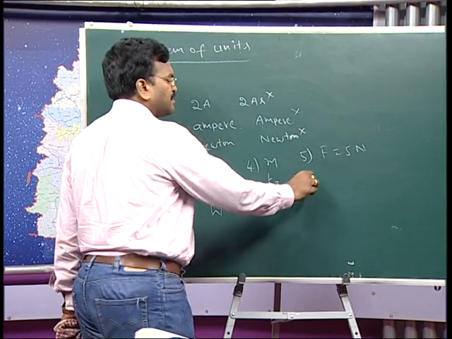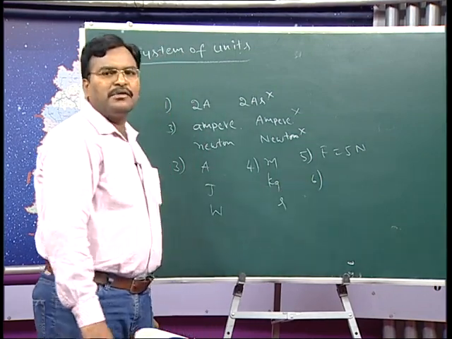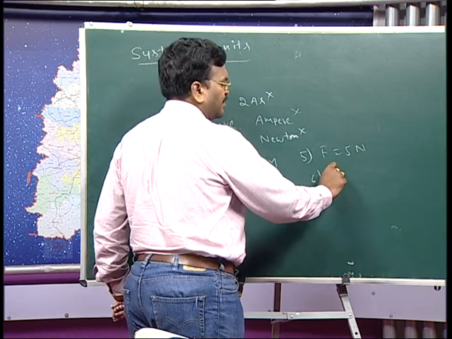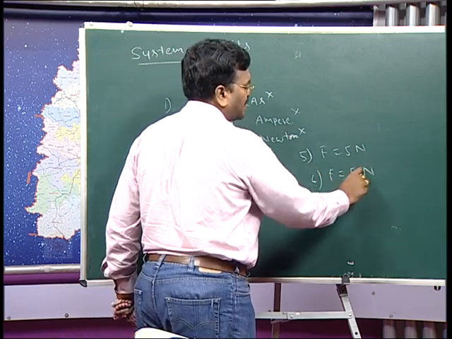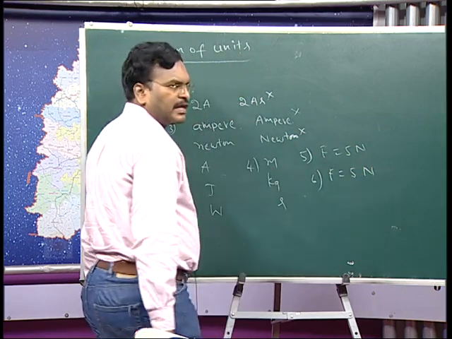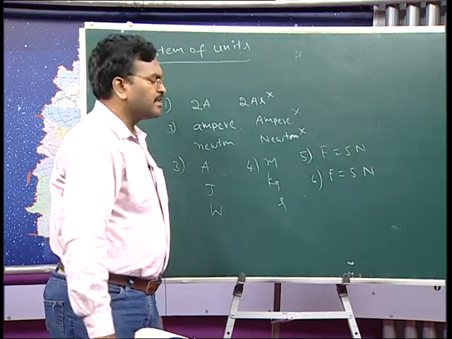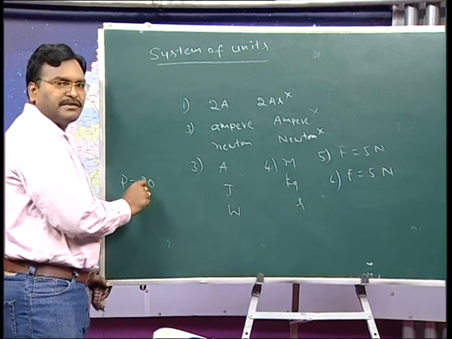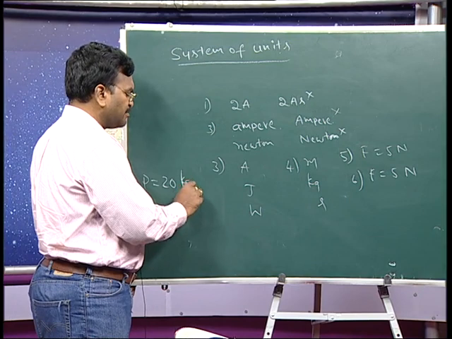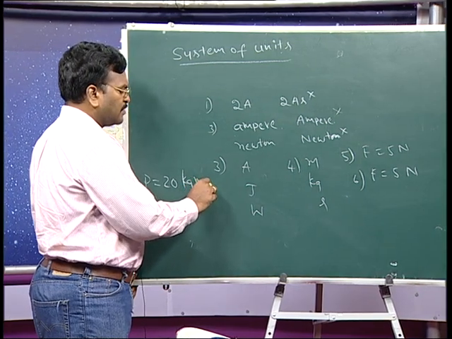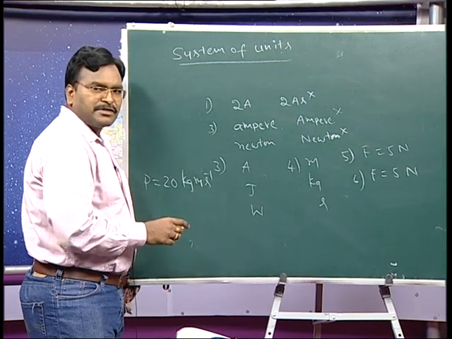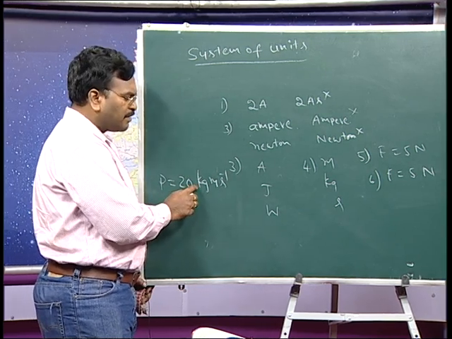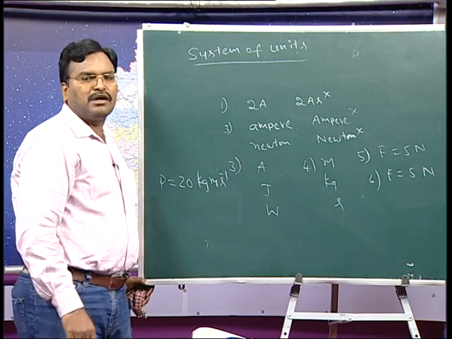And also, some gap should be left between the numerical value and the symbol of the unit, and also between the symbols of compound units. Momentum of a body, how much? 20 kg m per second. So, like this, we are leaving some small gap between the numerical value and the symbol of the unit, and also between the symbols of compound units.